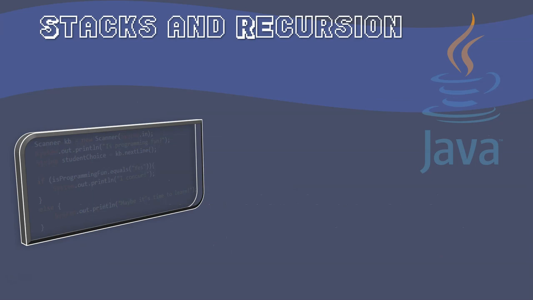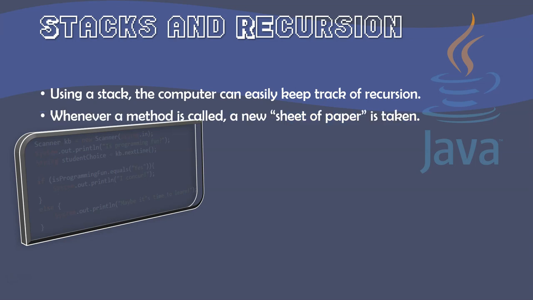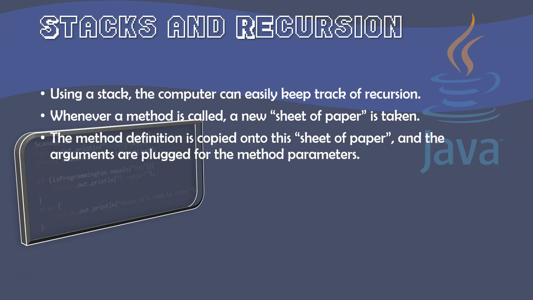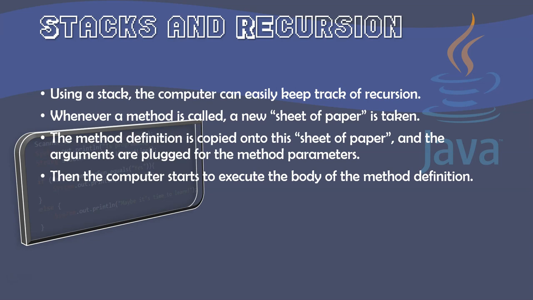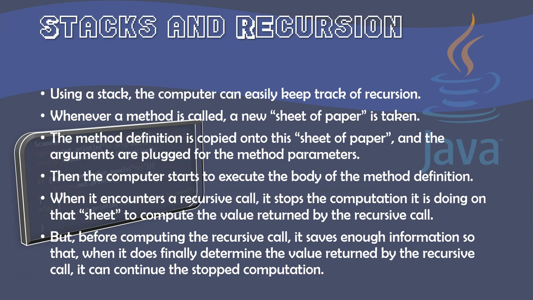Now we start discussing how this goes back to recursion. Using a stack, a computer can very easily keep track of how recursion is executed. Whenever a method is called, the way we can think about it is a new sheet of paper is taken. The method definition is copied onto that sheet of paper, and the arguments are plugged in for the method parameters. The computer then starts to execute the body of the method definition, and when it encounters a recursive call, it stops the computation it's doing on that sheet to compute the value returned by the recursive call. But before computing the recursive call, it saves just enough information so that when it finally determines the value returned by the recursive call, it can continue the stopped computation.